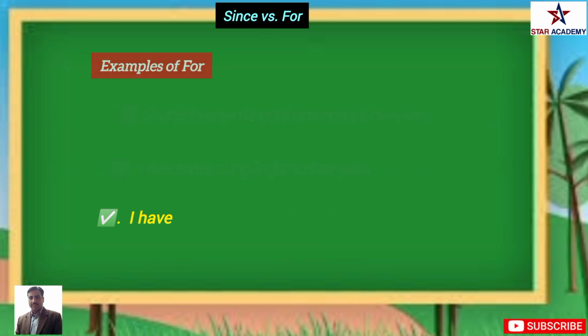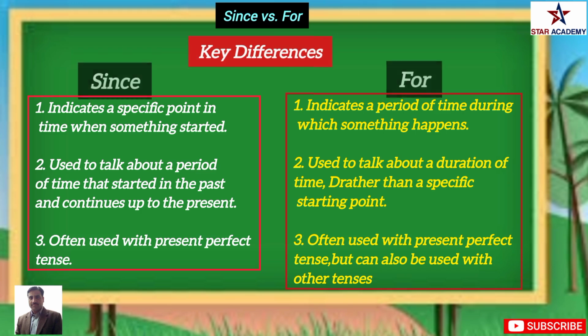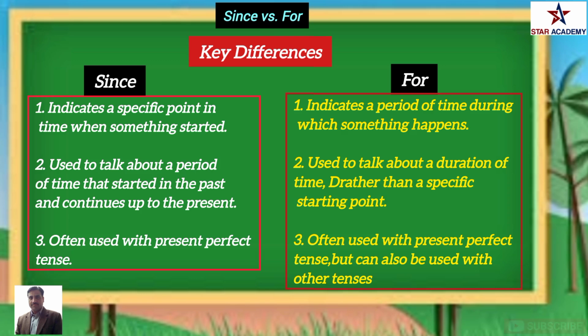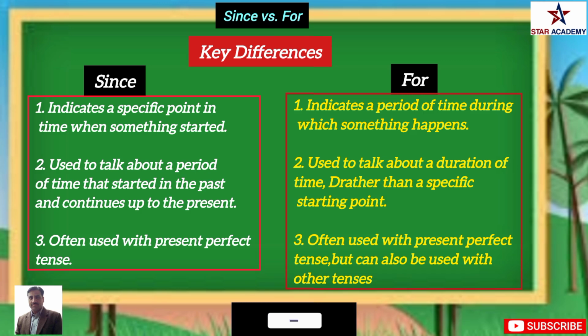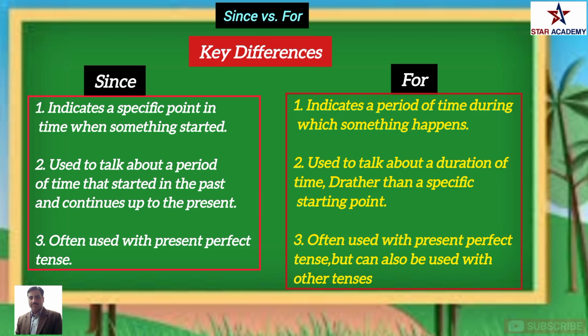Now let us see some key differences between since and for. Since indicates a specific point in time when something started. On the other hand, for indicates a period of time during which something happens. The first one is of most importance. Remember that since indicates a specific point, while for indicates a period of time.